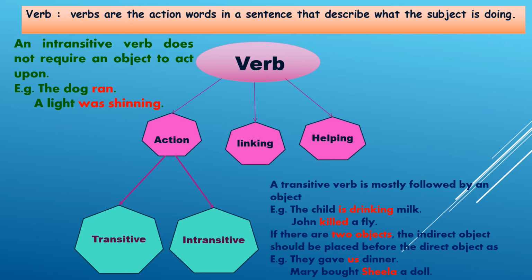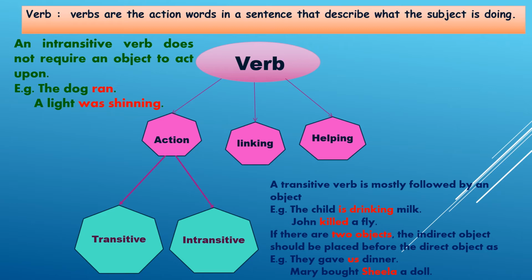Moving on towards the transitive verb. What is a transitive verb? A transitive verb is mostly followed by an object. The child is drinking milk. So what if I am not using the word milk after drinking? Let us see what happens. The child is drinking. The sentence is incomplete. So we ask the question, what is the child drinking? The answer is milk. That means you need an object for the verb drinking.